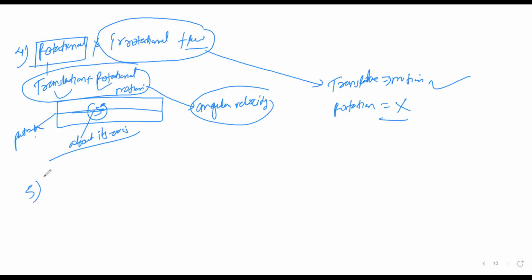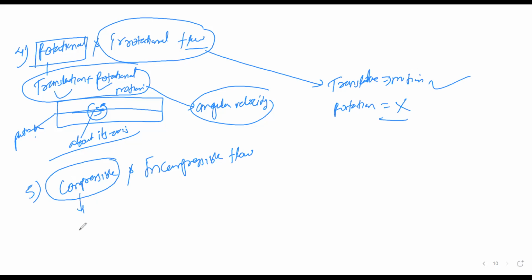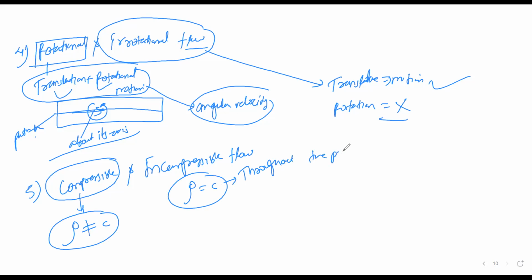The fifth one is compressible and incompressible. So हम लोग बहुत अच्छे तरीके से जानते हैं compressible and incompressible flow. Compressible means the density varies from point to point. If the density is not constant, that is called compressible flow. Incompressible flow means the density should be constant throughout the pipe. It should be a constant value.